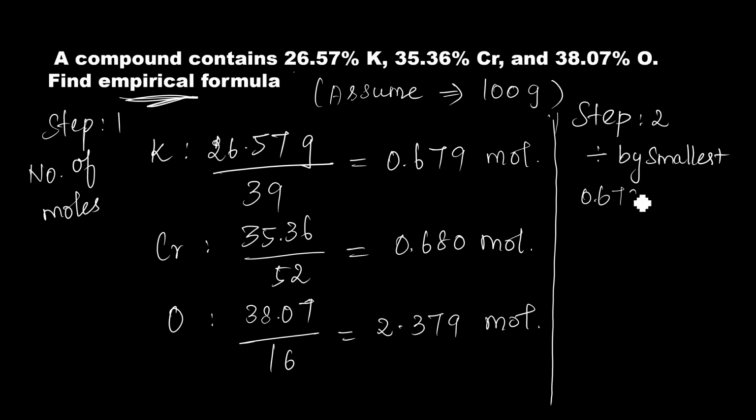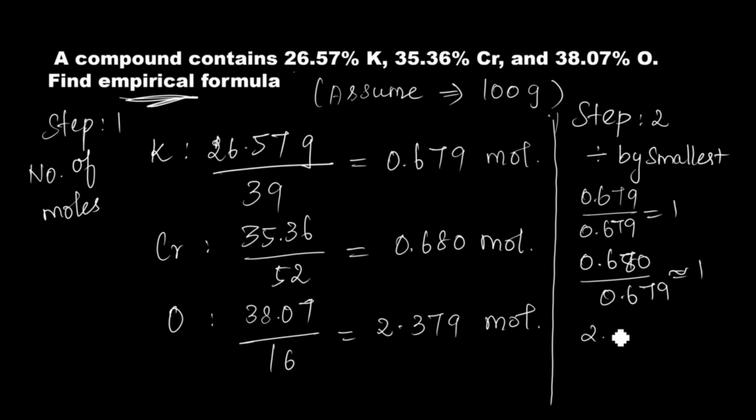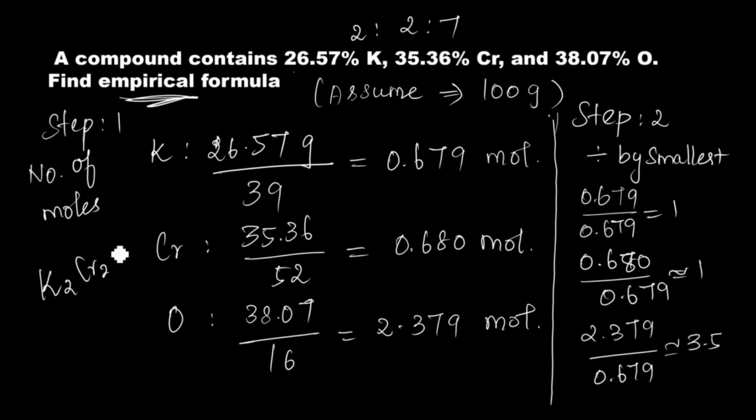So 0.679 divided by 0.679 is equal to 1. 0.680 divided by 0.679 will be approximately 1. And finally, I'm having 2.379 divided by 0.679, which will be approximately 3.5. So it is in a 1:1:3.5 ratio. I'm going to make it a whole number, because the empirical formula is in whole numbers, which will come out to be 2:2:7. So what is the formula? K2Cr2O7.